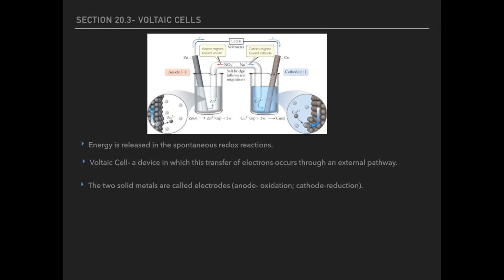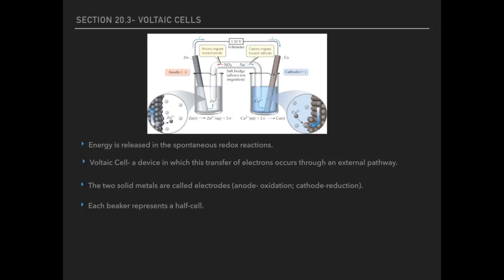In a voltaic cell, there are going to be two solid metals, and so if you notice here, you've got zinc and you've got copper solid metal, and these two solid metals are called electrodes. The electrode that has oxidation occurring at it is called the anode. So in this case, that's going to be the zinc metal, that's the anode, and then the cathode is going to be the one that has reduction occurring at it, which will be the copper metal. And each of the beakers represents a half cell, meaning in one of them oxidation is going to happen, and in the other one reduction is going to happen.